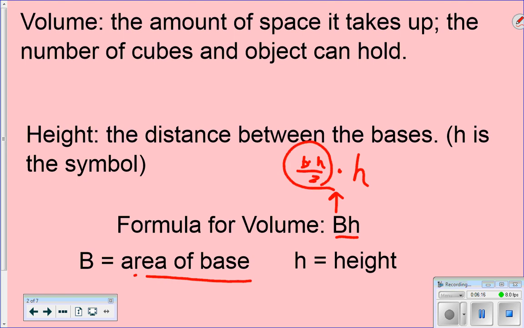Okay, so don't think that means just the base. Don't let that confuse you because it will. That big B means the area of the base, whatever it is. So you might have to use your notebook to go back and find how to find the area of a trapezoid, or a rectangle, or a parallelogram, or whatever. So make sure you remember that big B is the area of the base on that prism. All right, can I go to the next page?